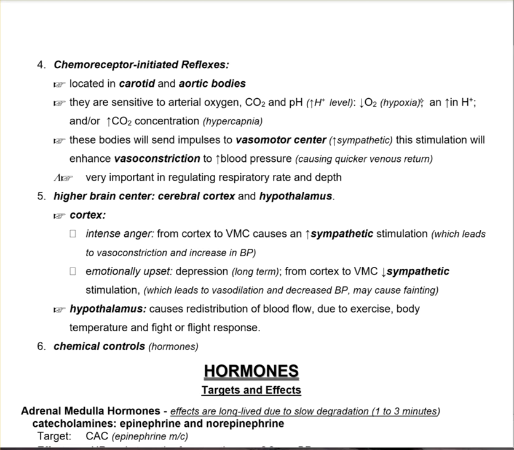So what it looks for is it says, do we have too little oxygen? Or do we have too much acid or too much carbon dioxide? And if so, we want to increase blood pressure because we want blood to go through the system faster and get more of the deoxygenated blood in the venous system back to the heart so we can pump it to the lungs and get more oxygen. So if we notice any of those things, the vasomotor center will increase its sympathetic stimulation. This will enhance vasoconstriction, and that will enhance blood vessel pressure, which causes quicker venous return. Okay? So this is an important thing that we see sometimes.